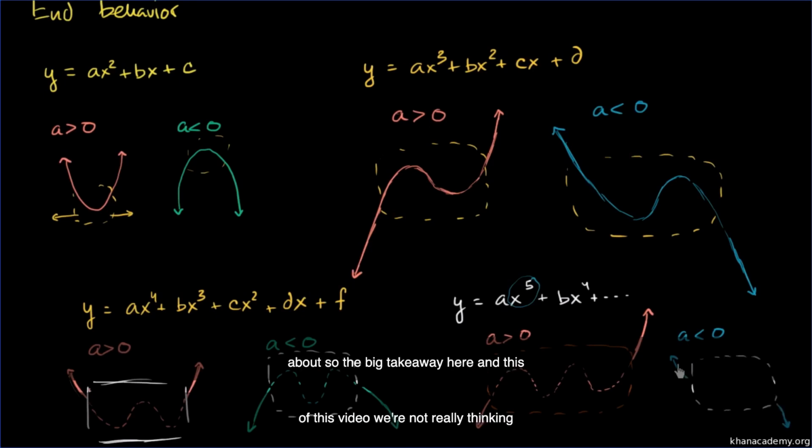So the big takeaway here, and this is kind of a little bit of a drum roll, when we're talking about end behavior, if you're looking at an even degree polynomial, it's going to have end behavior like a second degree polynomial. If you ignore what happens in the middle, what happens at really negative values of x and really positive values of x is going to be very similar to a second degree polynomial.